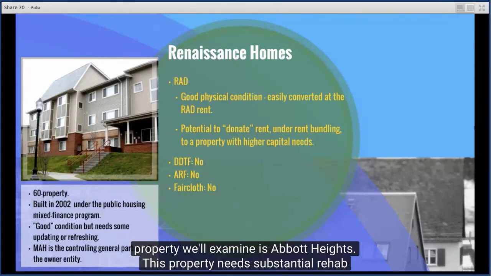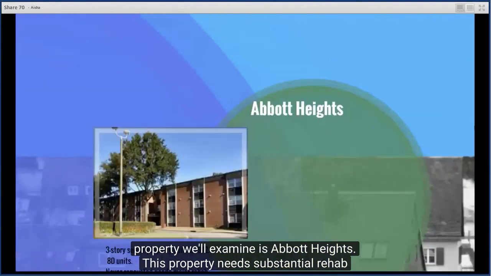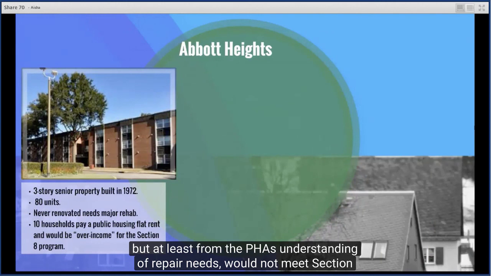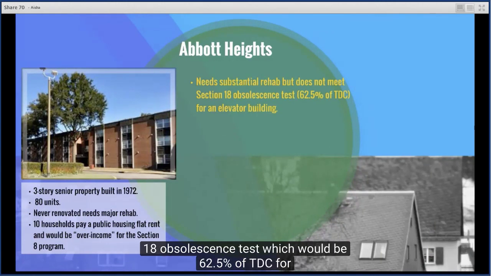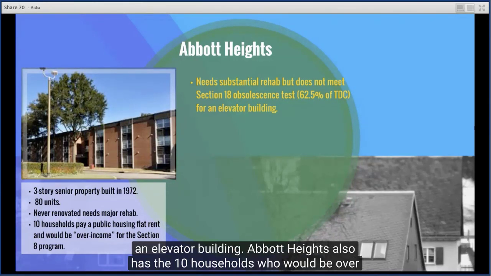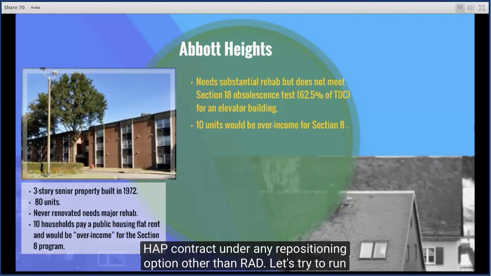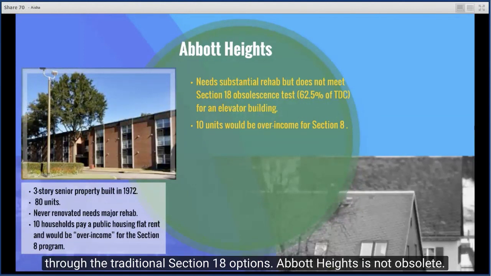The next property we'll examine is Abbott Heights. This property needs substantial rehab, but at least from the PHA's understanding of repair needs, would not meet Section 18's obsolescence test, which would be 62.5% of TDC for an elevator building. Abbott Heights also has 10 households who would be over income for Section 8, and thus the PHA could not put these units under a HAP contract under any repositioning option other than RAD. Let's try to run through the traditional Section 18 options.